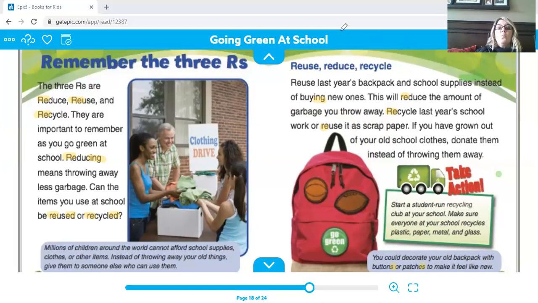So I hope that you enjoyed this little bit of the story and our little review that we have done today. So I would love to see you go back in and read this story on Epic. Have a great day, and don't forget to use all those strategies to help you find out the meaning of unknown words.